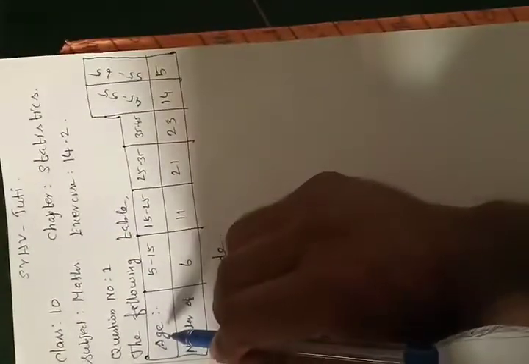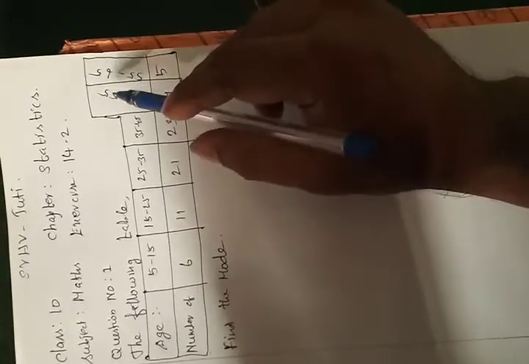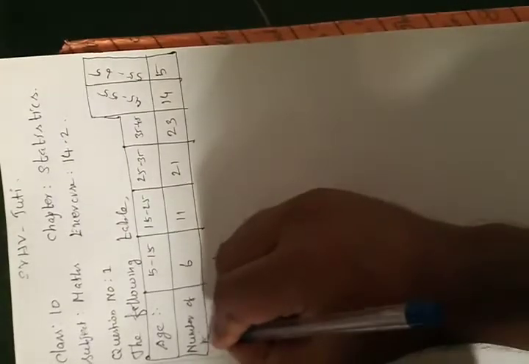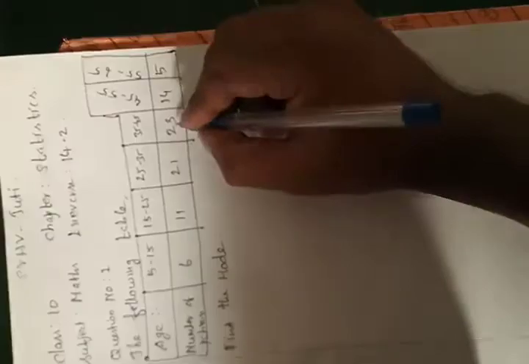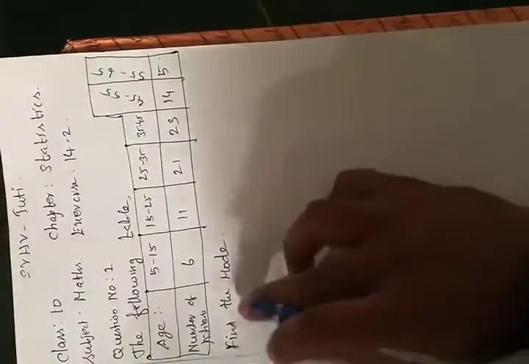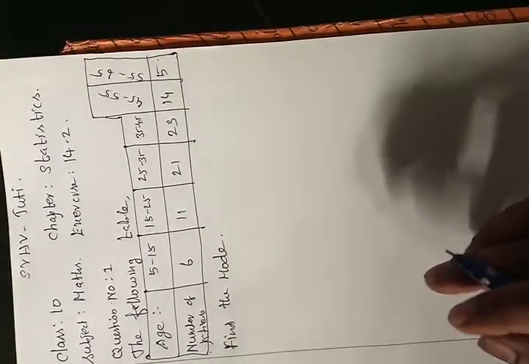Question number 1: from the following table is given. Age is given: 5 to 15, 15 to 25, 25 to 35, 35 to 45, 45 to 55, 55 to 65. The number of patients is given: 6, 11, 21, 23, 14, 5. Now the question asks, find the mode.